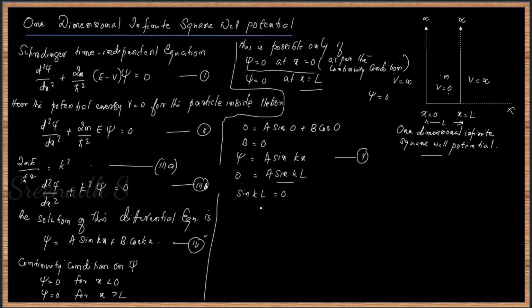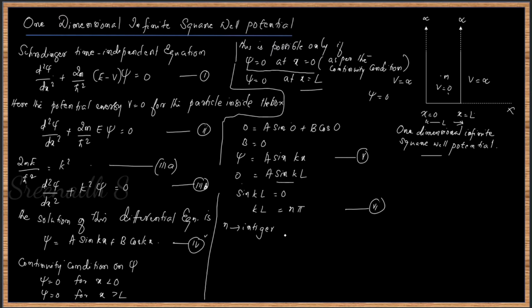So sine kL is equal to 0 means sine theta is equal to 0. For what values of theta? That is 0, pi, 2 pi, 3 pi, like that, right? So in general we can write theta is equal to n pi. So kL is equal to n pi. So this we can write as equation number 6. kL is equal to n pi, where n is an integer.